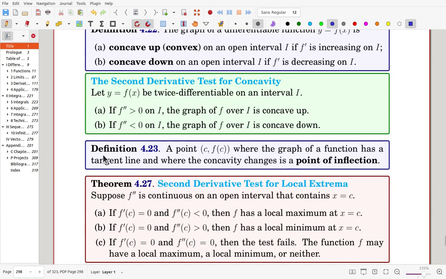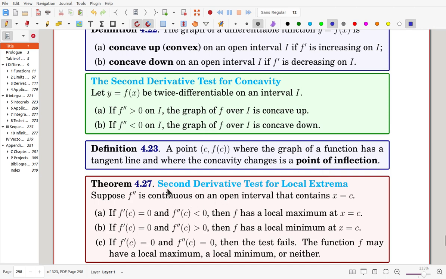And here another definition. A point of reflection is a point where the concavity changes from concave up to concave down, or from concave down to concave up. Then the point is called a point of inflection, or simply an inflection point.